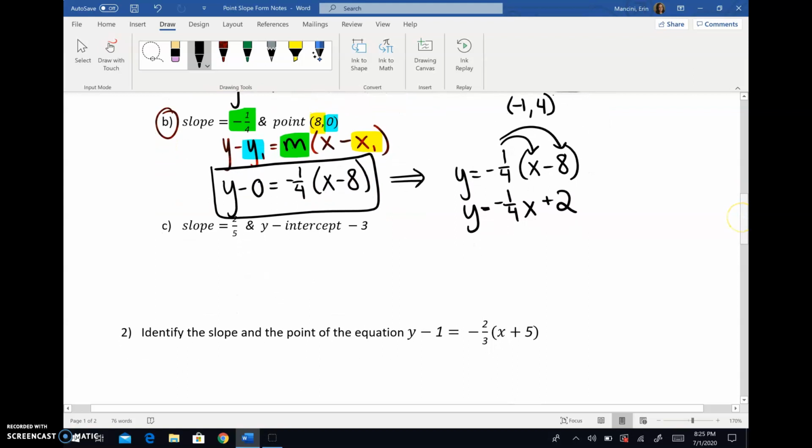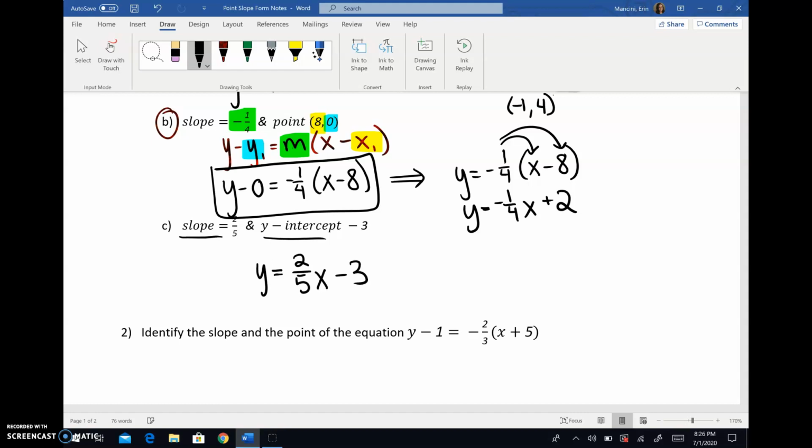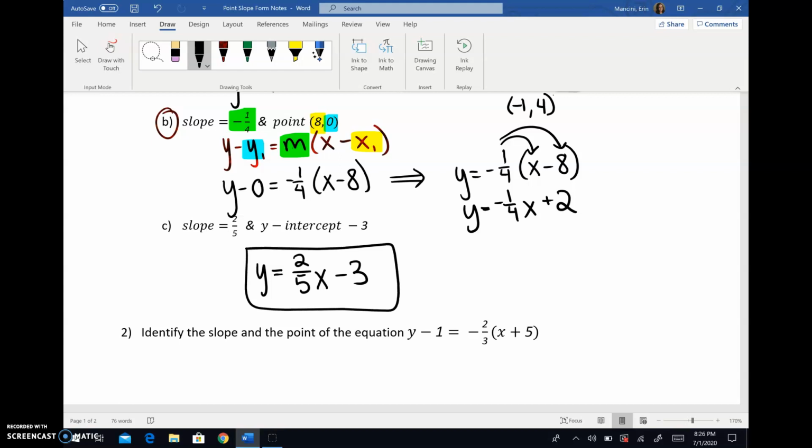Now, one is easier than the other. This was much easier since you were given a point and not the y-intercept, so you write it in point slope, but you can also write it in slope-intercept form. Whereas with this problem, when you're given a slope and a y-intercept, you may just want to plug your slope in for m and your y-intercept in for b, and that would be much easier than point slope. So it really depends on what information you're given which equation you're going to use. Point and slope, use point slope. Slope and intercept, use slope intercept.